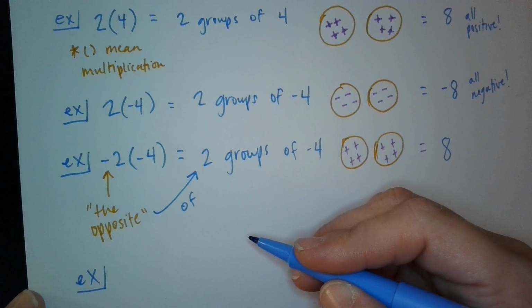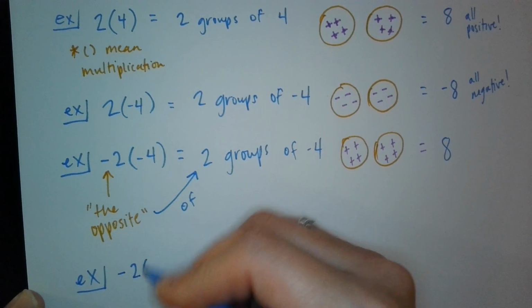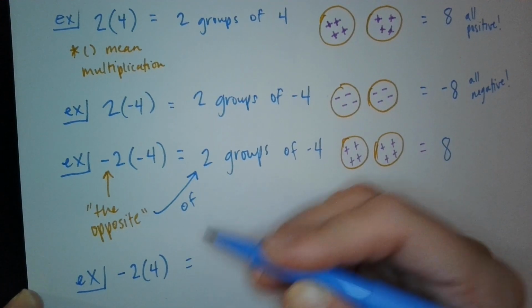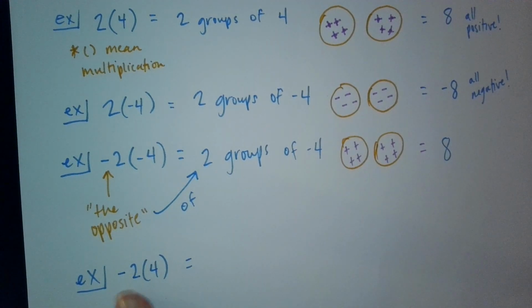Alright, one more example. We're going to do this. And once again, this negative out front, I can't have negative 2 groups. Can't have negative 2 circles. That's not possible. Okay, so we're going to read this as the opposite again.